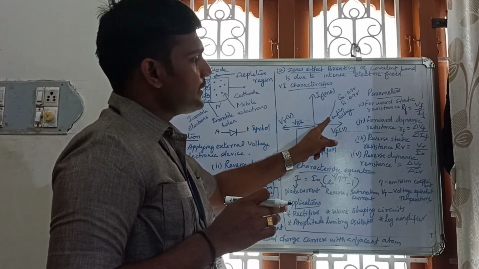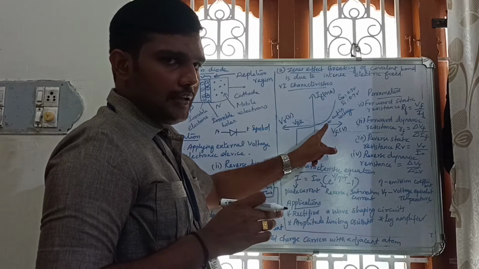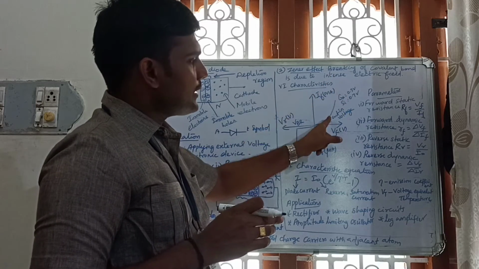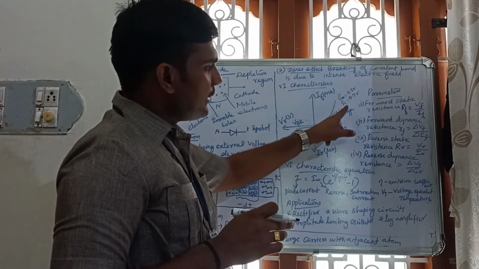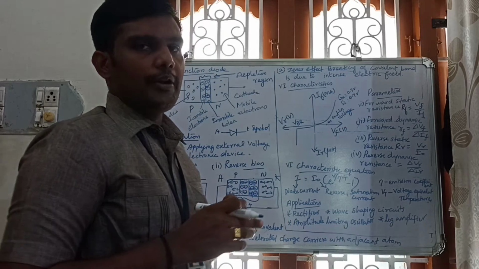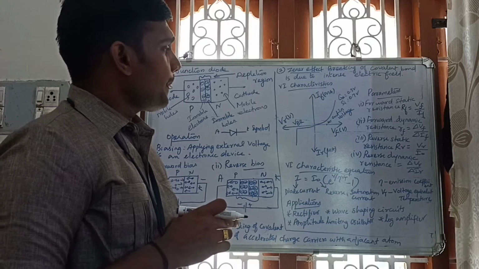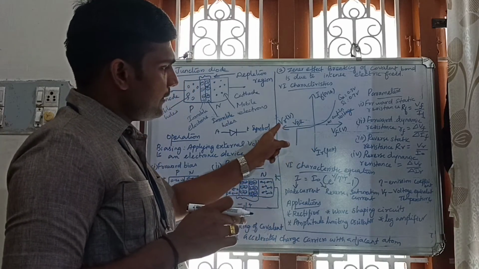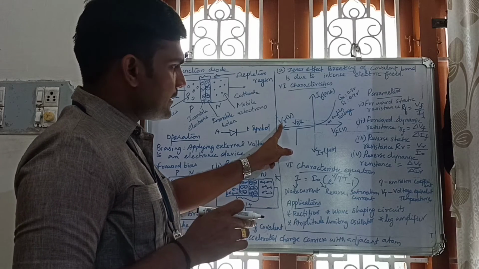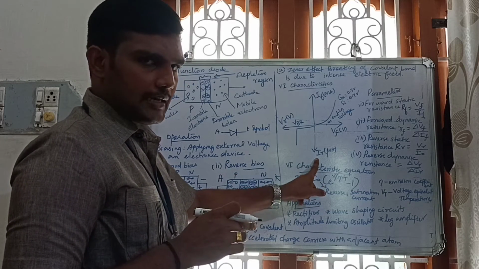So what is cut-in voltage? The forward voltage at which the current increases sharply is known as the cut-in voltage. For a germanium diode, it is 0.3 volt. For a silicon diode, it is 0.7 volt. Right? And you just see the reverse bias characteristics. On the x-axis, reverse voltage is taken, and on the y-axis, reverse current is taken.